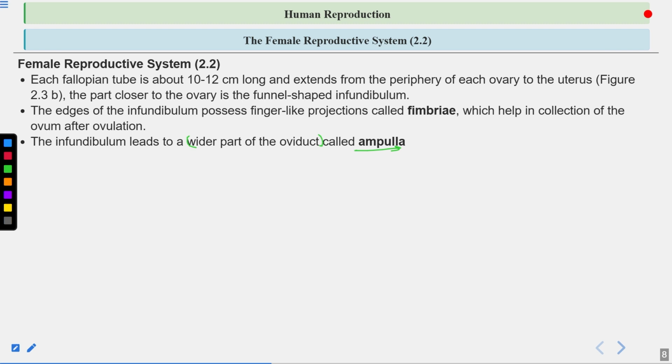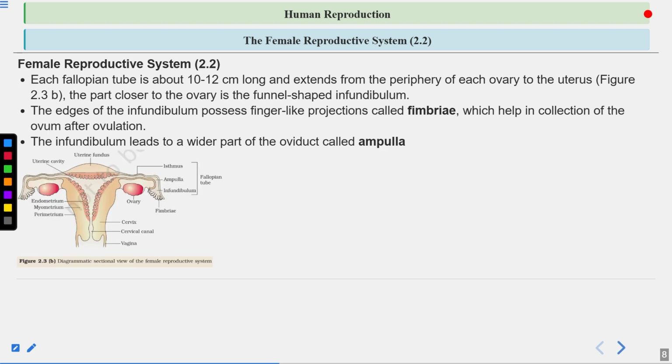So we were reading that the infundibulum leads to a wider part of the oviduct known as the ampulla. Here you can see these are the parts of the fallopian tube. This is the infundibulum, which is funnel shaped, and this is the part nearest to the ovary. This infundibulum has finger-like projections known as fimbriae. These fimbriae help in the collection of the egg or ovum, which is released by the ovary. Then the infundibulum leads to the ampulla. It is a wide part, and the ampulla is the site of fertilization.